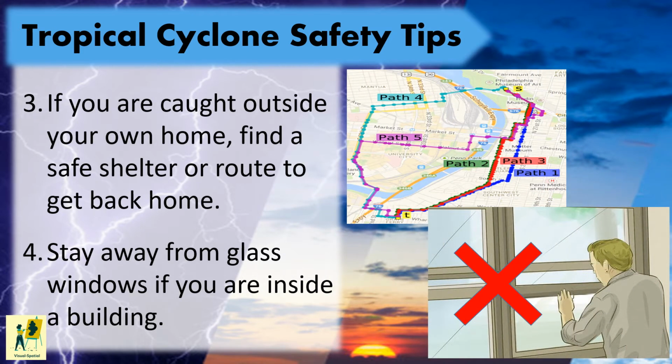Number 3, if you are caught outside your own home, find a safe shelter or route to get back home. Number 4, stay away from glass windows if you are inside the building because heavy rains and strong winds might break the glass. So you have to stay away from it. Stay in the area where there is no glass that will break.